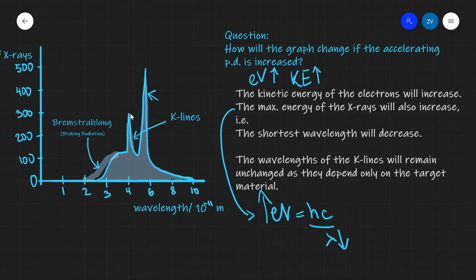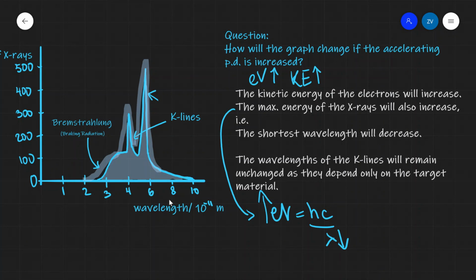Notice though that the wavelengths of the K lines will remain perfectly unchanged. They only depend on the material. They're a characteristic of the material which is unchanged. So the first peak will still be at the same wavelength, about 4 times 10 to the power of minus 11, and the next one will also be at approximately 6 times 10 to the power of minus 11 meters.